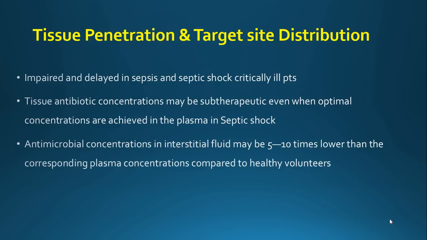Tissue antibiotic concentration may be subtherapeutic even when optimal concentrations are achieved in the plasma in septic shock. So that's again important: there is the delay as well as the suboptimal level. So even if your concentration is optimal in the plasma, your target organ may not get an adequate concentration of drug. Antimicrobial concentration in interstitial fluid may be 5 to 10 times lower than the corresponding plasma concentration, compared to healthy volunteers. So first it reaches less to the target organ, and within the organ your interstitial fluid, which is responsible for actually clearing the infection, is also less over there.